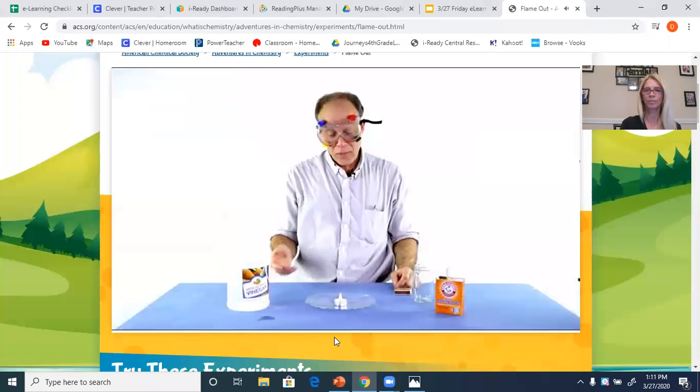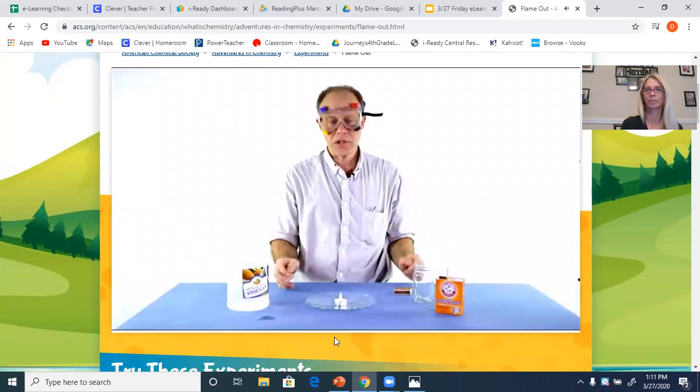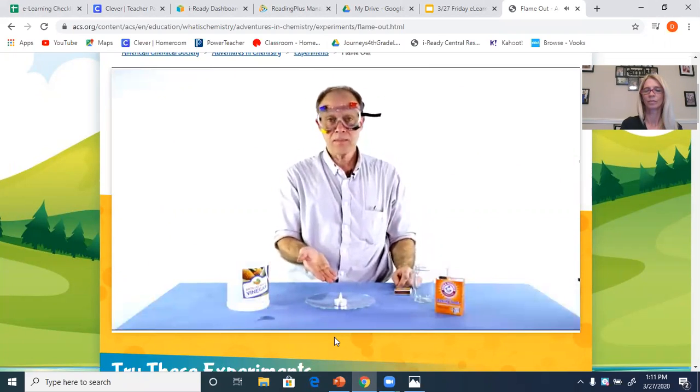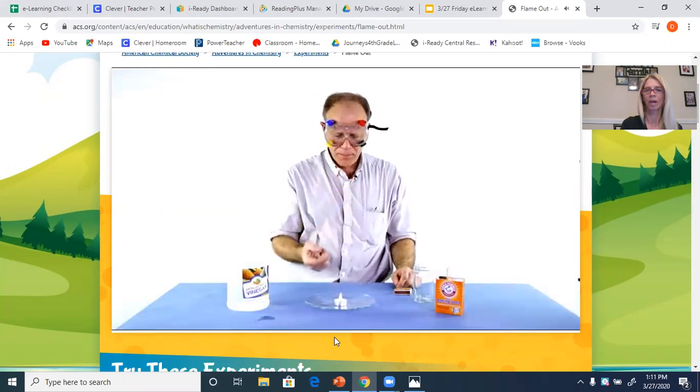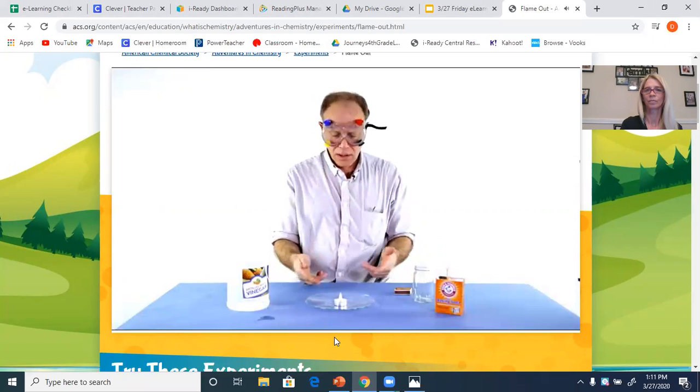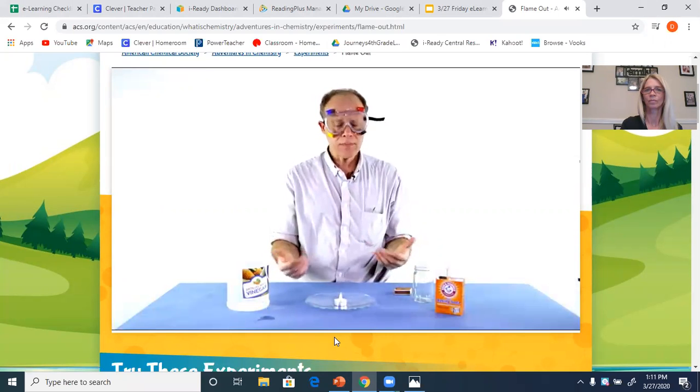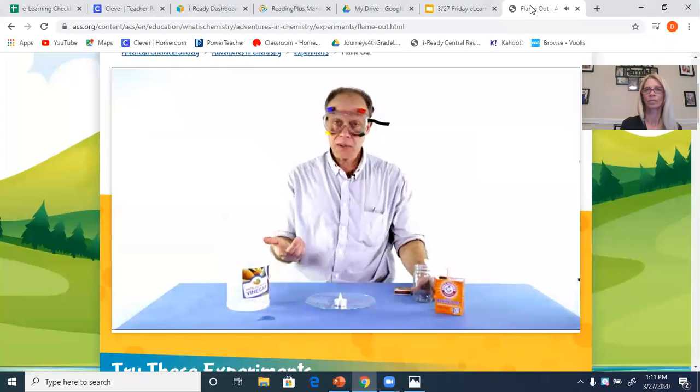Hey everybody. Today we're going to take a look at something you've probably all seen before, a candle flame. You wonder, what makes a candle burn? Is it the wax? Is it the wick? Is it something else? You can find out by doing a simple experiment.